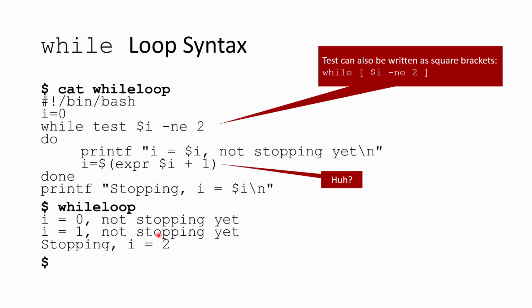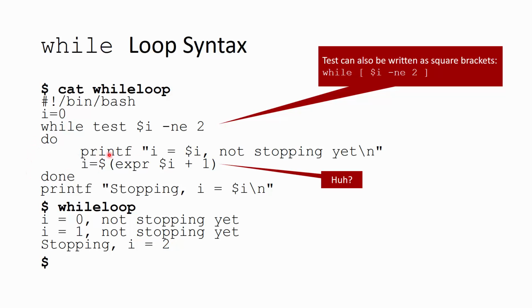Now the while loop is maybe a little easier to understand. It's very similar to the if statements that we were looking at before. Here's a program called while loop. So first I'll cat it out to see what the contents of it are. And after our shebang line, I set an I variable to 0. And then I'm going to test that I variable as long as it's not equal to 2. So it starts at 0, and as long as it's not equal to 2, then I'm going to keep running the contents of this loop, anything that's surrounded between a do and a done.